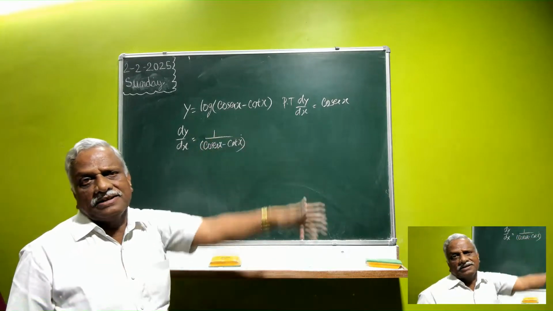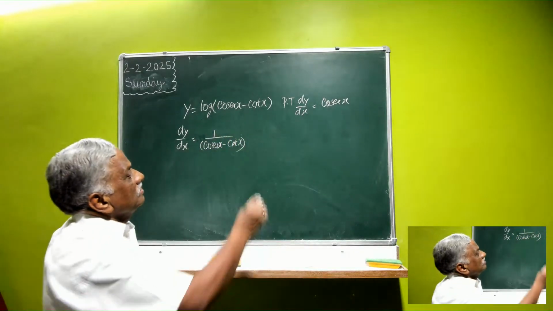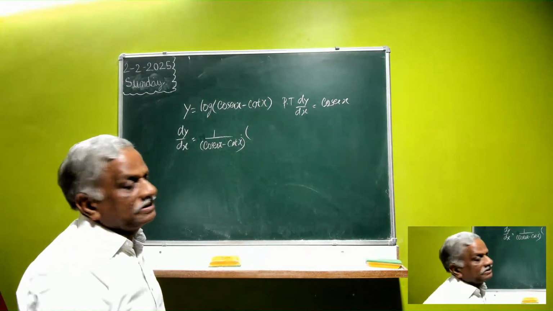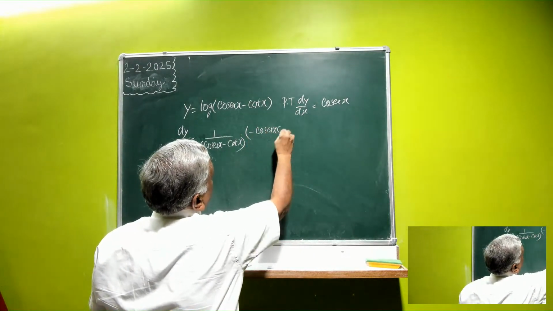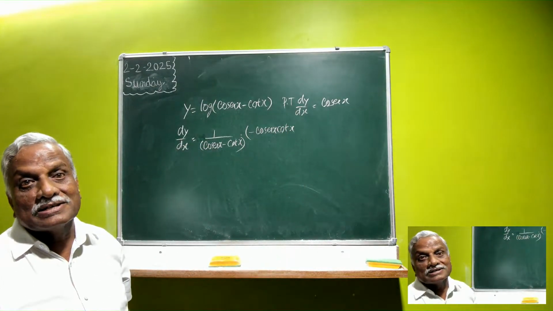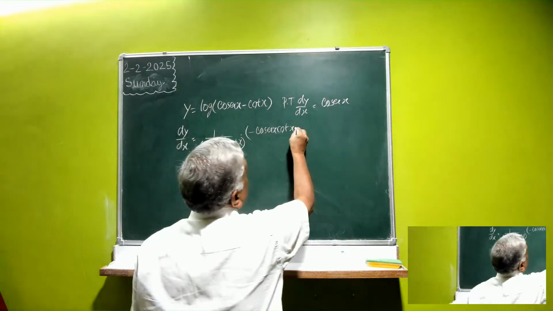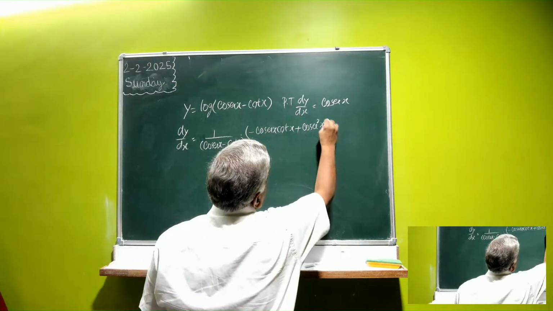Of course, that is again the addition rule. So we go systematically, first term and next term. So what is the derivative of cosecant x? It is minus cosecant x cot x. And what is the derivative of cot x? Minus cosecant square x. It is a minus sign. Therefore, it becomes plus cosecant square x.